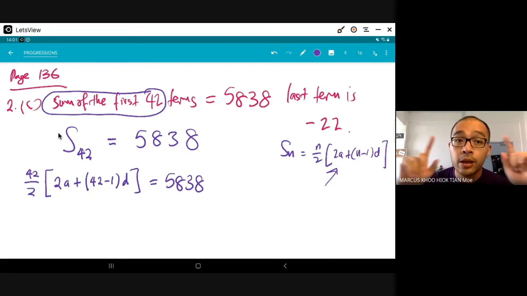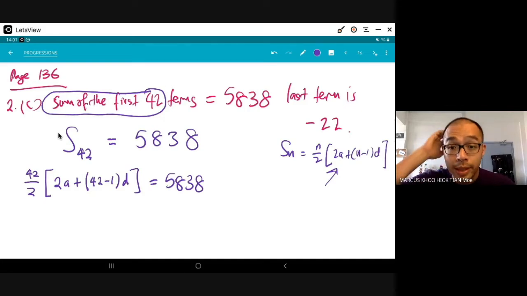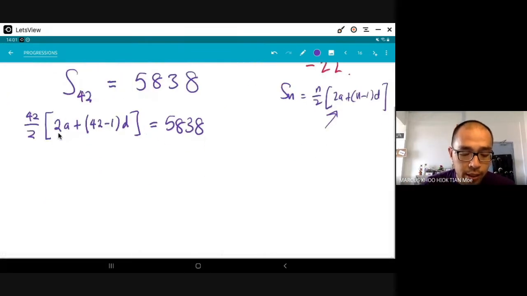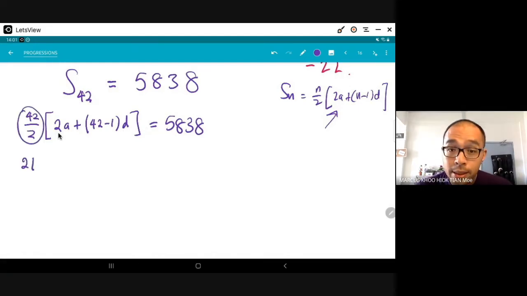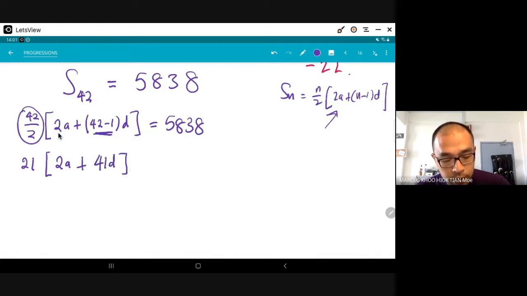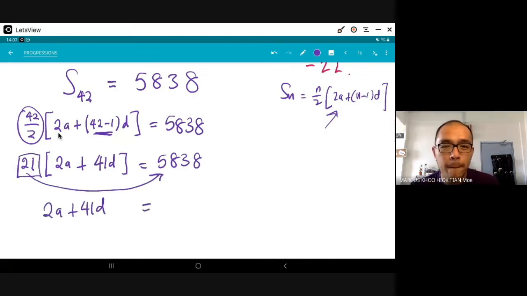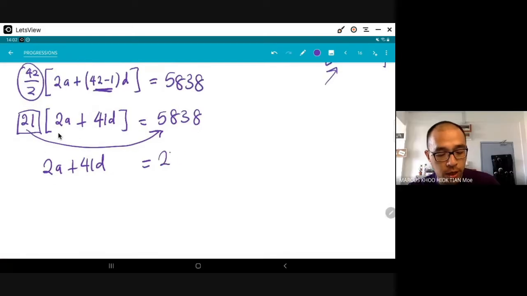Don't worry. If you don't know A and D, then you know already this is most likely a simultaneous equations question. Let's simplify this first. 42 divided by 2 will be 21. Then this will be 2A plus 42 minus 1, which is 41D, equals 5838. If I move the 21 across, what will I get on the right side? 278. Thank you, 278.